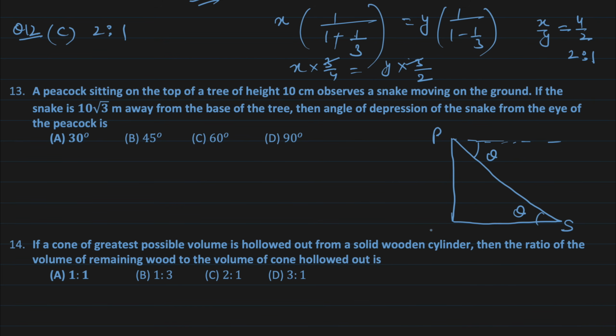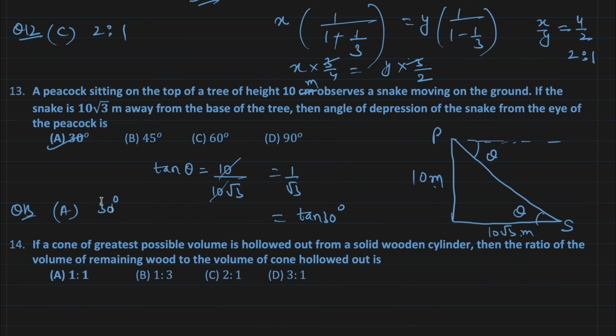So here theta. Tree height is 10 meter here, students, not centimeter, and the snake is 10 root 3 meters away. So we know perpendicular and base, so we will use tan theta, opposite by adjacent, or perpendicular by base. So 10 cancels, 1 by root 3. When is tan 1 by root 3? That's at tan 30 degrees. So the angle is 30 degrees. So question number 13, option A, 30 degrees. I hope till here it's clear, students, right?